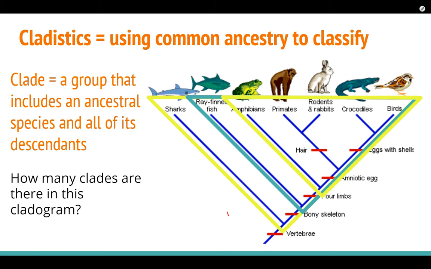We have a third one right here. This common ancestor and everything descended from it, amphibians all the way over to birds. There's number 4. That would be this common ancestor at the bottom of that orange triangle. And 5, 6. Each of those would be its own clade. So if you said 6, you're right. There's 6 clades that you can identify in this cladogram. Each represents a different group.